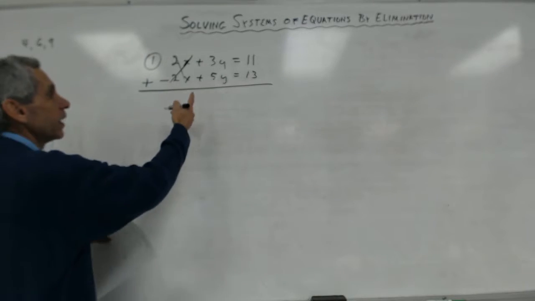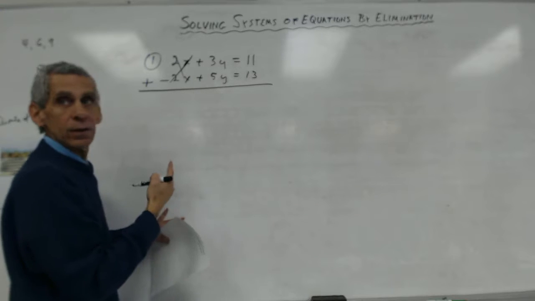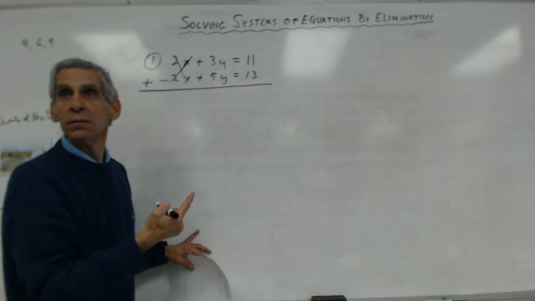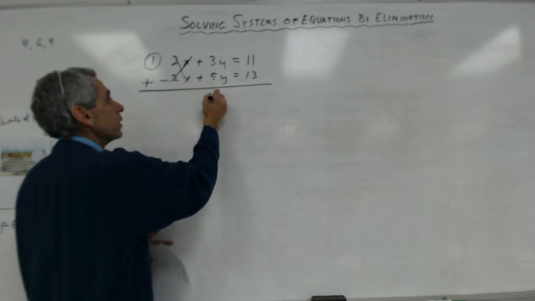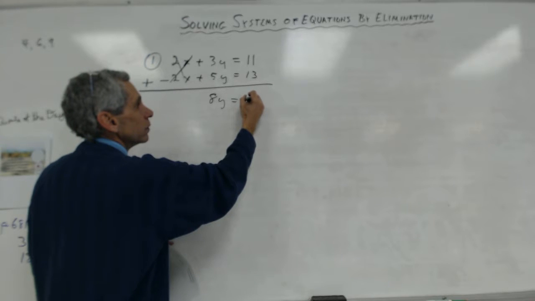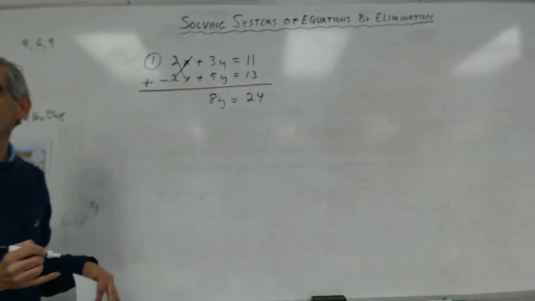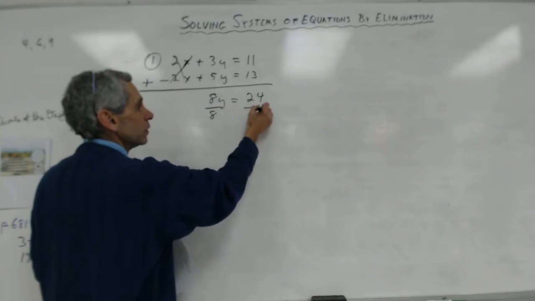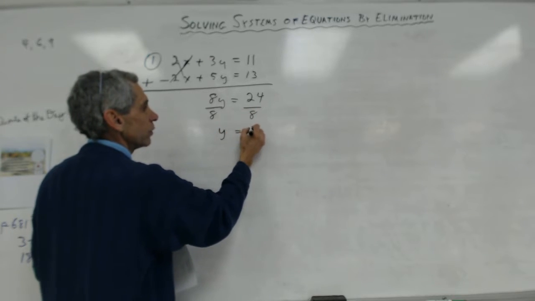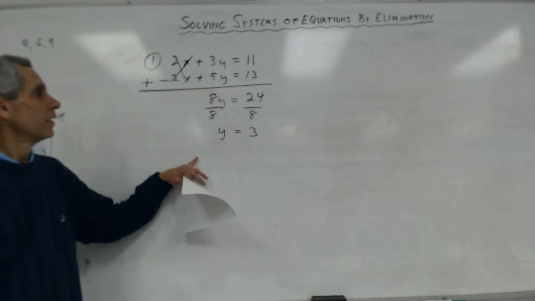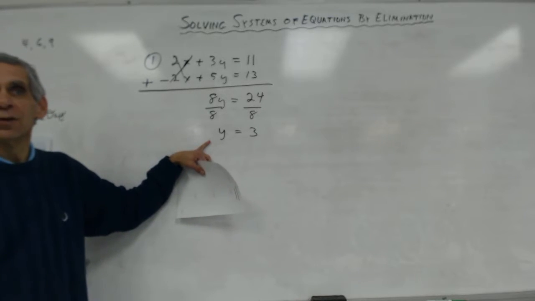That's awesome. Okay, what do I have? I don't even have an x there anymore. Not even an x. Now, what is 3y plus 5y? It's 8y. 8y equals what's 11 plus 23? 24, right? Now I just divide by 8. Y is equal to 3. Oh my god, that was so easy. Look at that. In literally 2 steps, we just found y.